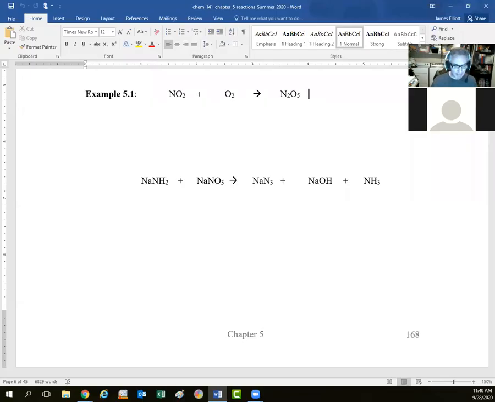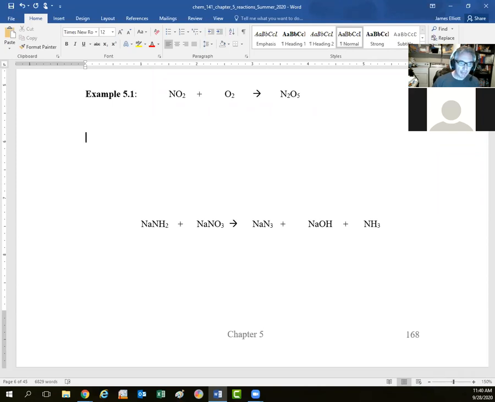All right, we're back. So let's take a look at those 2 examples for balancing equations. Let me give myself a bit more room here, and maybe increase the font size a little bit as well.